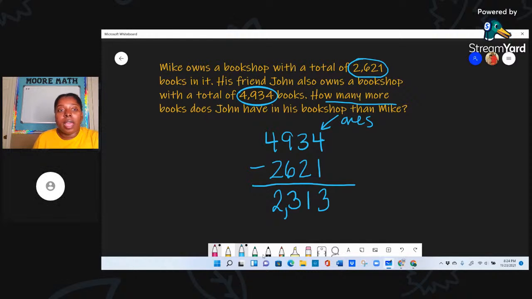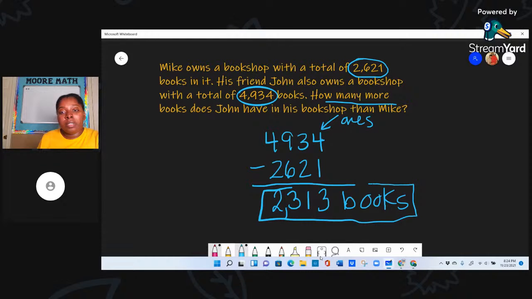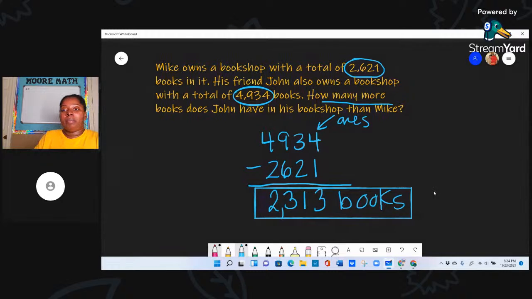2,313. Okay. And what label should go here? How many more? The amount more he has than Mike. Of what? The amount of books he has. Good. There we go. Excellent. Okay, good. You were able to quickly see that this was a subtraction problem and you were able to do it. Okay. All right.